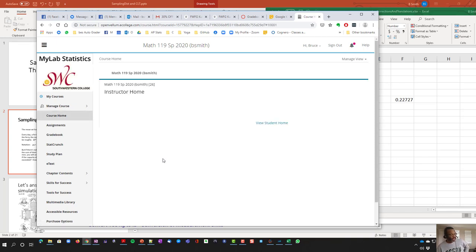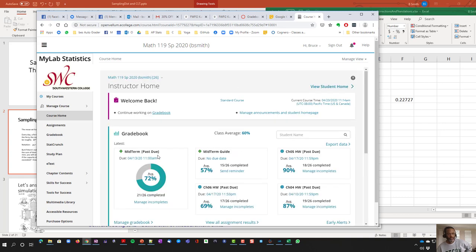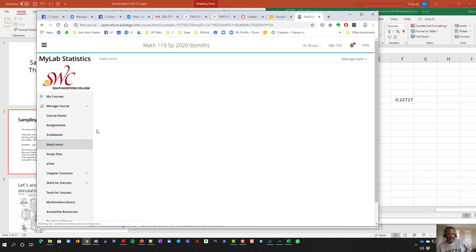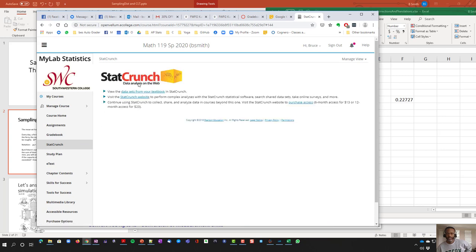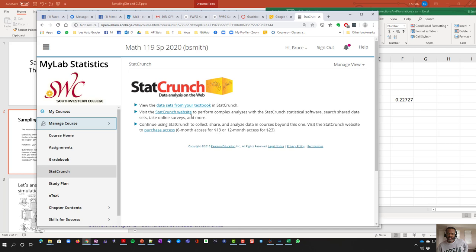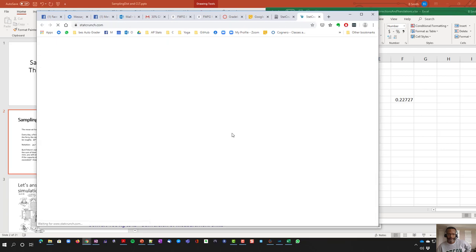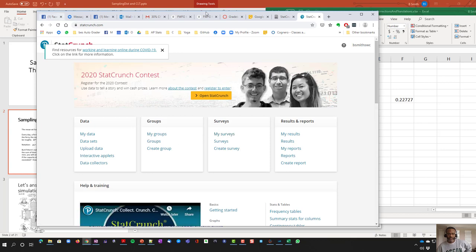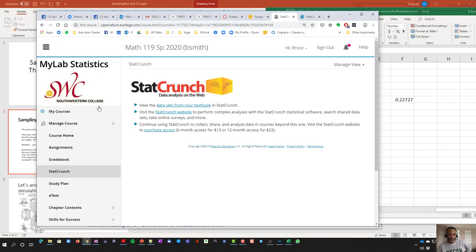So it's hard not to talk about variation unless we're talking about variation from a mean. So in your MyLab login, we have something called Statcrunch. And so I want to use Statcrunch to help us think about variation. So let's go ahead and visit the Statcrunch website. So, from your MyLab login, you should see this option here.